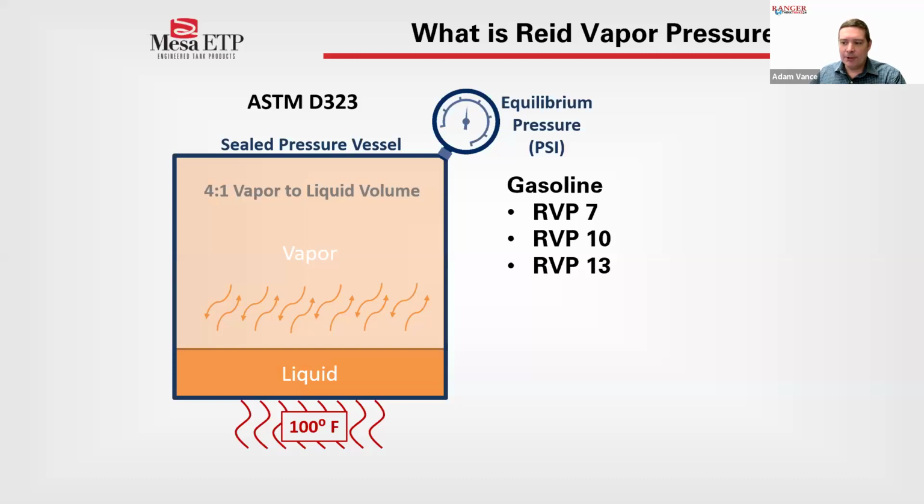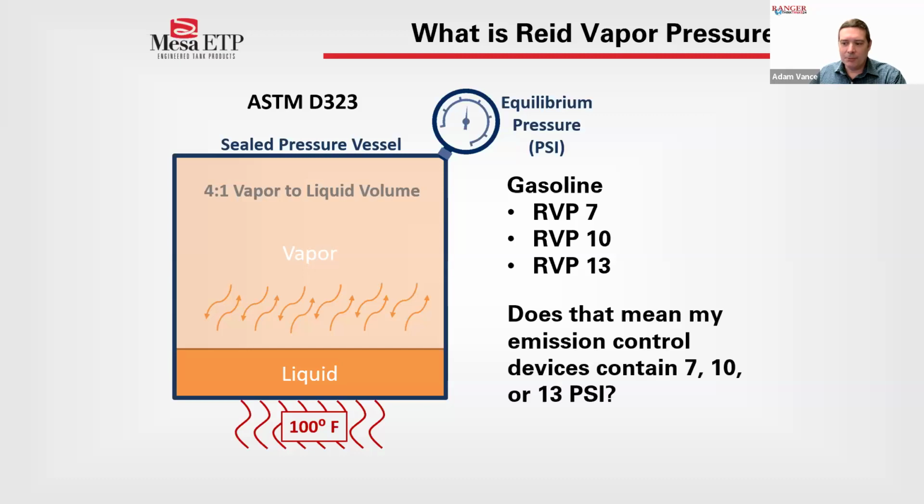So we talk about vapor pressure, whether it's Reid, whether it's true. We talk about emissions control devices. Does that mean that we are asking our emissions control devices to seal 7 psi or 10 psi or 13 psi? No, the emissions control devices that we use are not designed to seal at temperature.